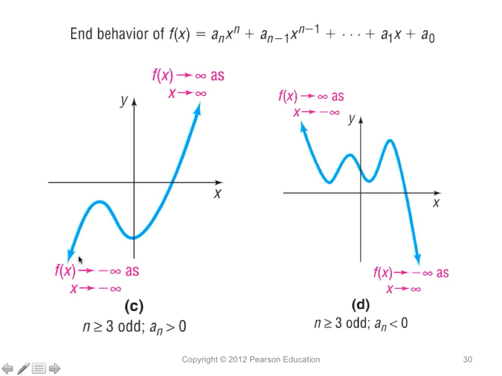Now for odd, if you have something like x cubed or x to the fifth, you know it's going to go down on the left and up on the right, and then something's going to happen in the middle here. But if you have something where you have negative x cubed or negative x to the fifth, where you have some negative number out front, then it's going to flip-flop. It's going to go up on the left and down on the right.